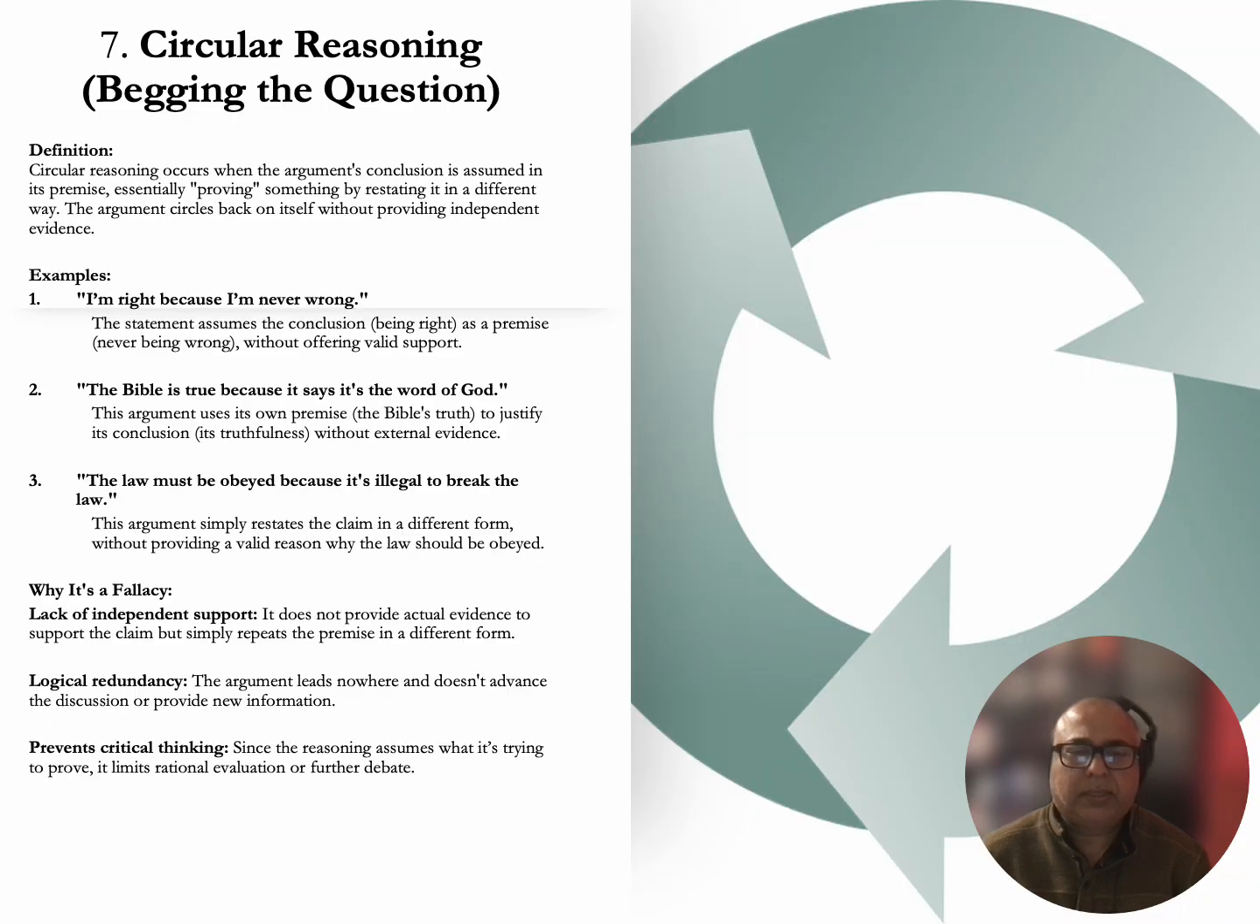Right. Number 7 is circular reasoning. It begs the question. Circular reasoning occurs when the argument's conclusion is assumed in its premise. So, for example, if a person says, I am right because I'm never wrong, that's faulty thinking, correct? We all know we can all be wrong. I have been wrong many times. So that is not a good argument. Read why it's a fallacy and understand this logical fallacy.